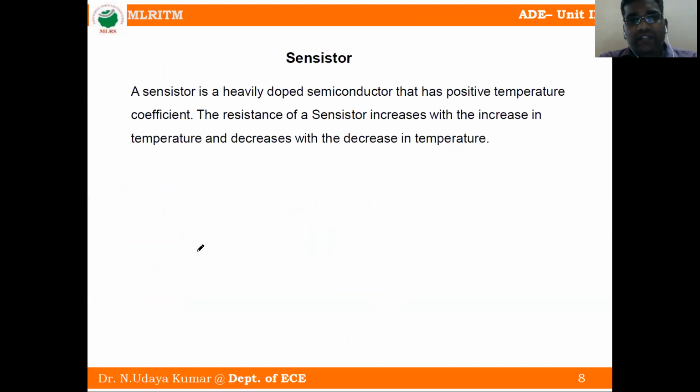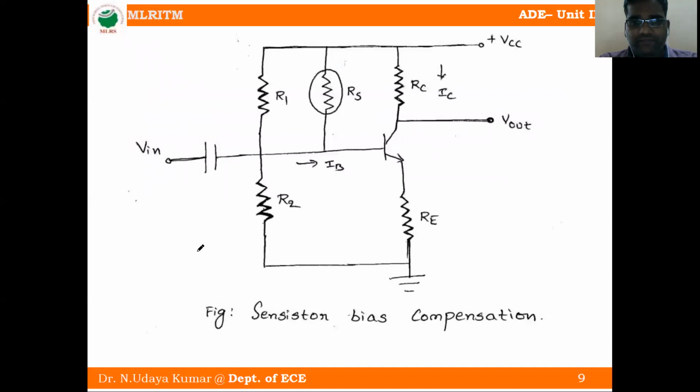Sensistor is a heavily doped semiconductor that has a positive temperature coefficient. The resistance of a sensistor increases with an increase in temperature and decreases with a decrease in temperature. It is exactly opposite to the thermistor. Okay, we will see in detail. So this is the sensistor bias compensation.